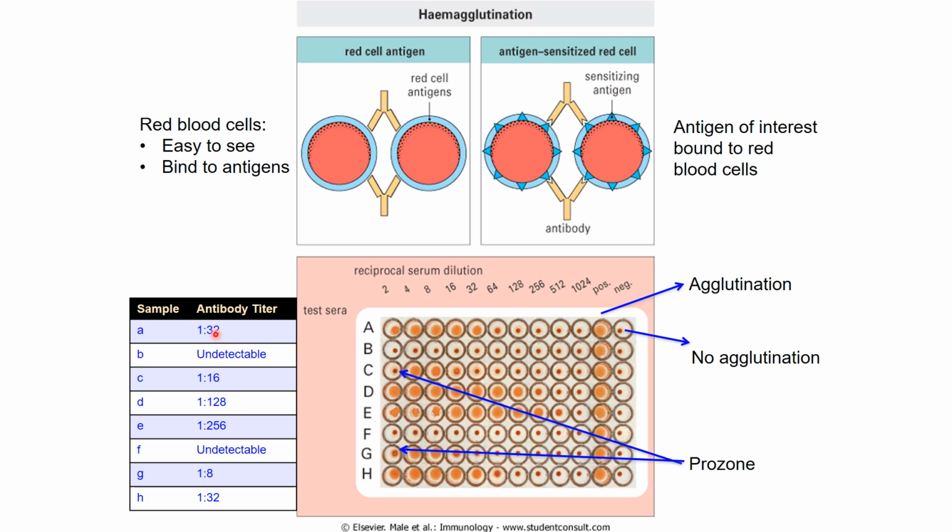So look at this, sample A is going all the way to 1:32, it keeps binding, while sample B is not at all there. Sample C increased at 1:16, and so on. Right?